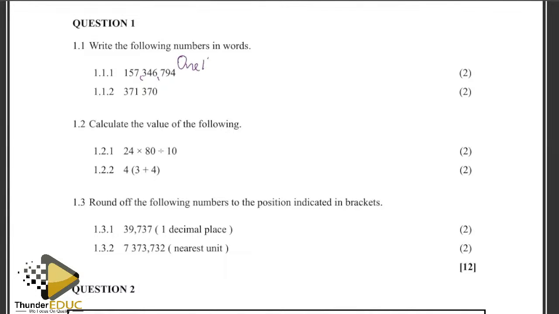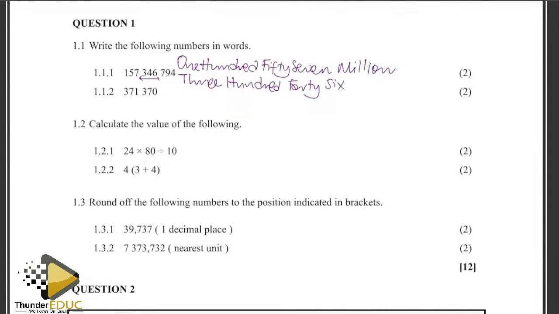We shall say 1, 100, 57 million. Then we go to the next one, which is 300, 340, 46, these are thousands. 700, 90, 94. This is the answer to question number 1.1.1.